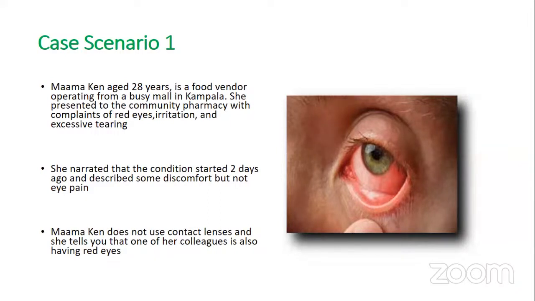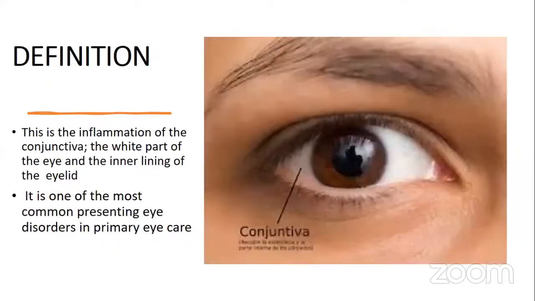So you can see that points towards an outbreak. An outbreak will affect more than one person at the same time, like you find a group of people affected at the same time.